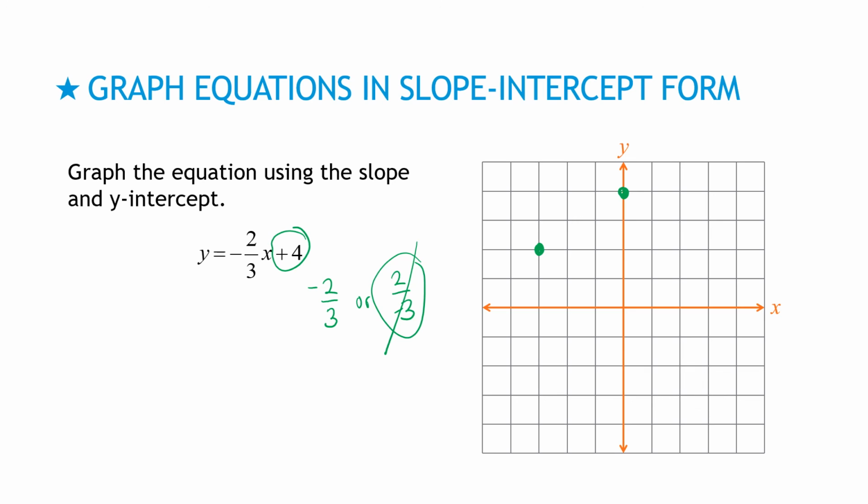And then if I really want 3 points, which typically we do, I'm going to go down 2 to the left 3 again, even though I'm just a touch off my graph. And then I'm going to connect the dots to make my line.